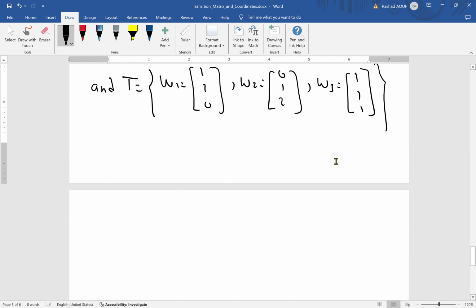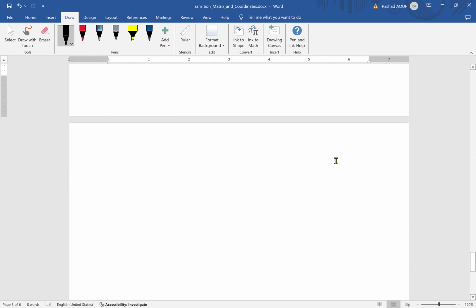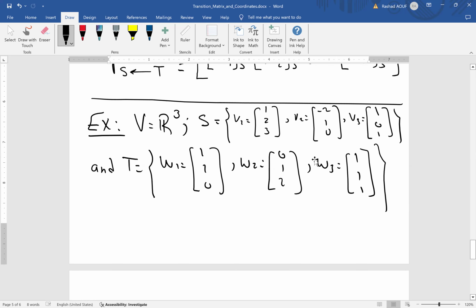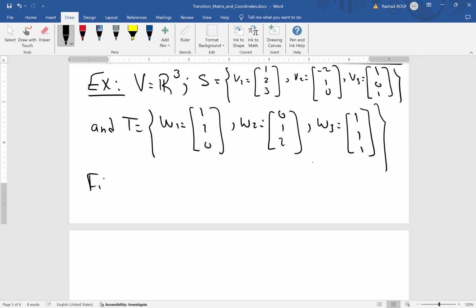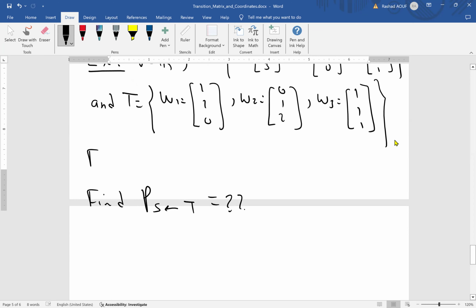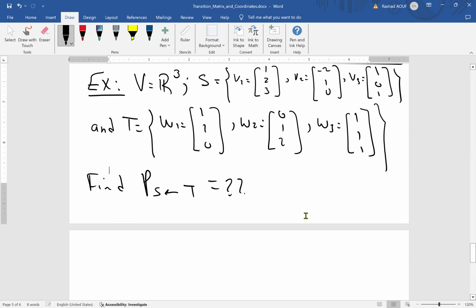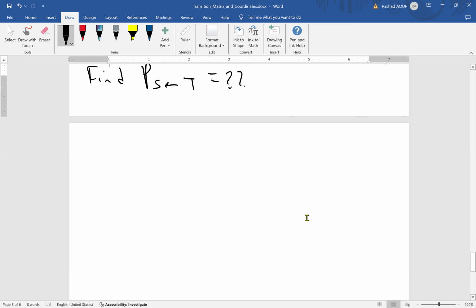Okay, now we're going to find the coordinates. Say, for example, I want to go from T to S, the transition matrix. From T to S. Let's see how we write them in this form. We put an augmented matrix, and we split it into 2 parts.